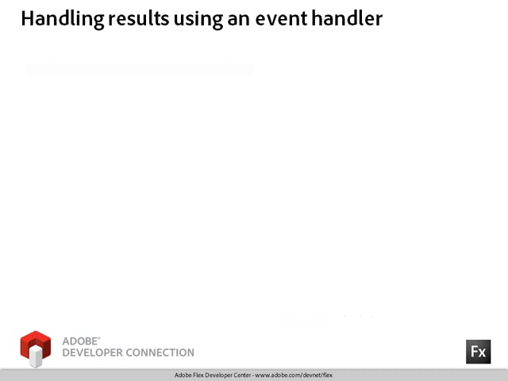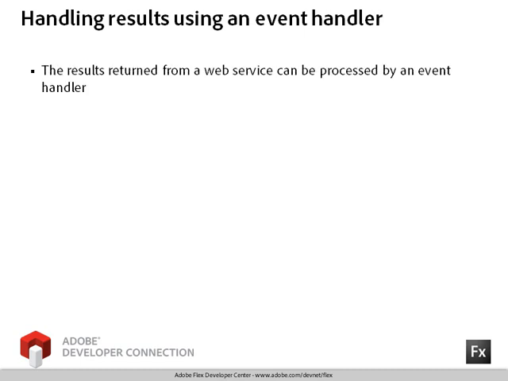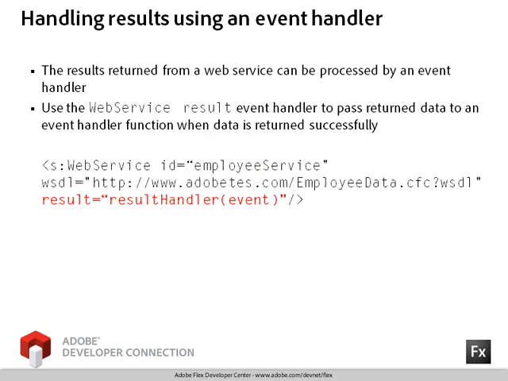As with HTTP service, you can exert more control over the return data if you handle it in a result event rather than simply binding it to the lastResult property. You can handle the result event like you would any other event on a component in the Flex framework. Here, the result event is placed on the component with a defined event handler which passes the event object as the one argument.